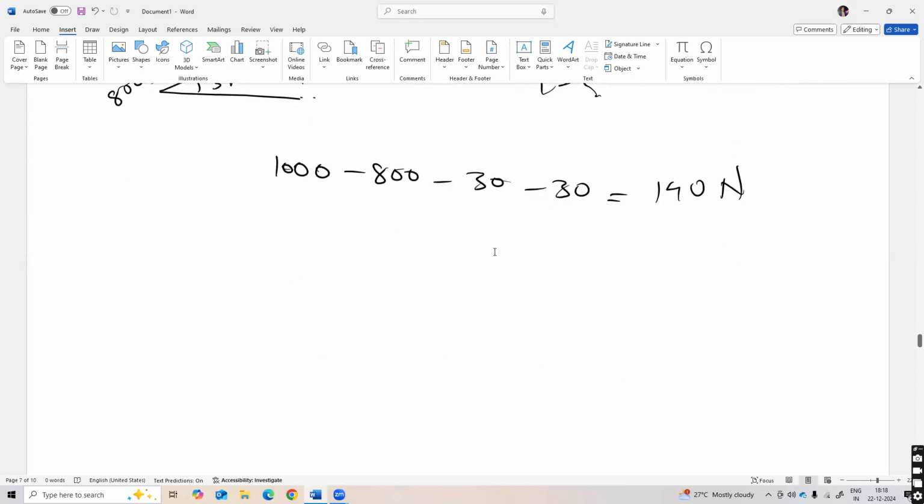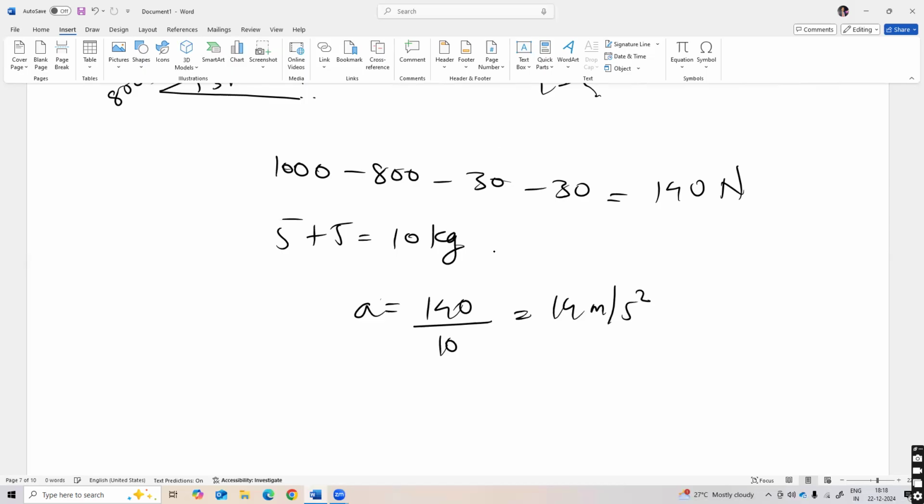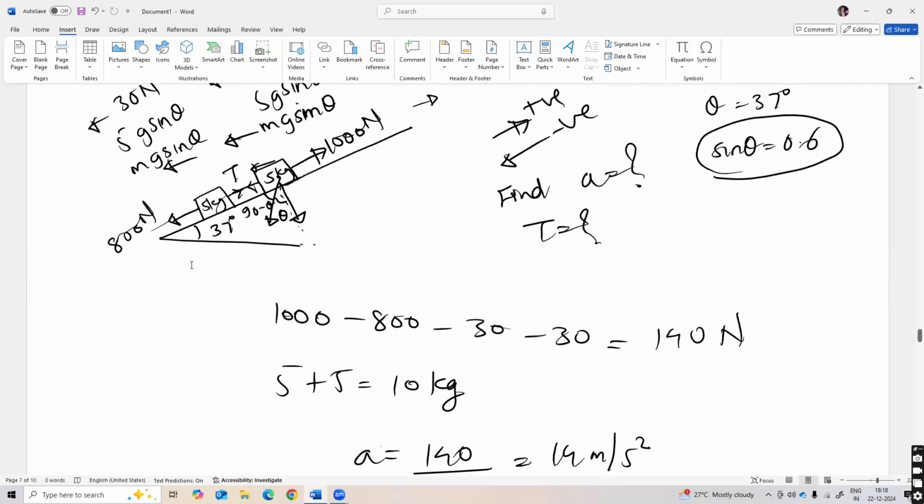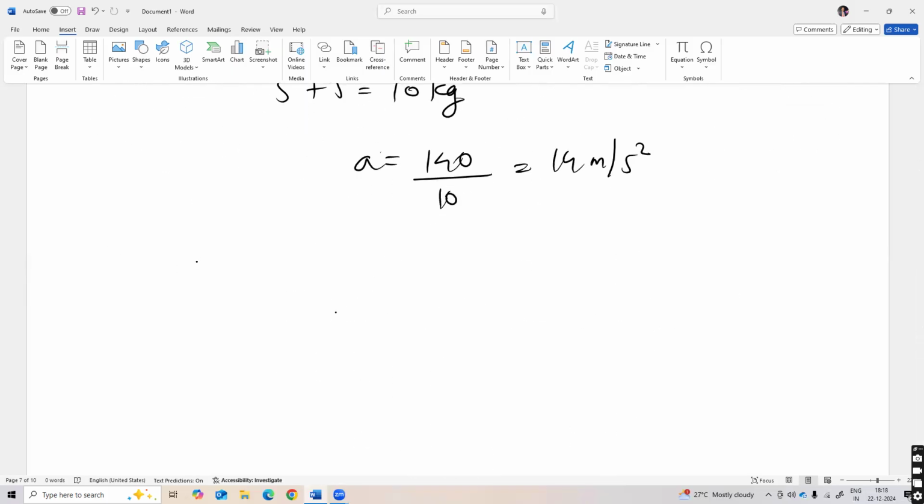Now the total mass is given as 10 kg, 5 kg plus 5 kg, that is equal to 10 kg. So acceleration is equal to 140, that is force upon mass, that is equal to 14 meter per second square. Okay. Now let's consider this right hand side mass, which is 5 kg. So the net acceleration is 14 meter per second square.